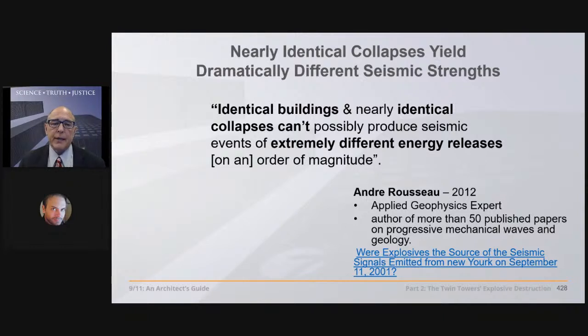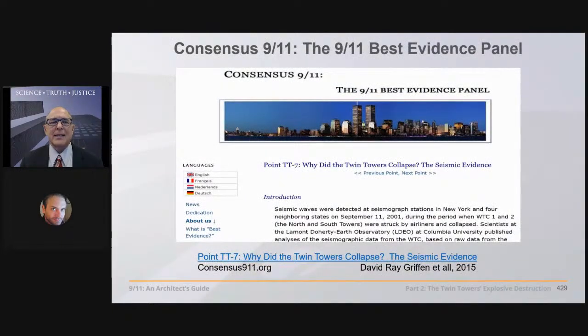Says Andre Rousseau, they can't produce extremely different energy releases. And he's the author of more than 50 published peer-reviewed papers on progressive mechanical waves in geology. Now, this is all summarized in the Consensus 9/11 project, the best evidence panel produced by Elizabeth Woodworth and David Ray Griffin on their excellent website, consensus911.org, in point TT7. Why did the Twin Towers collapse?